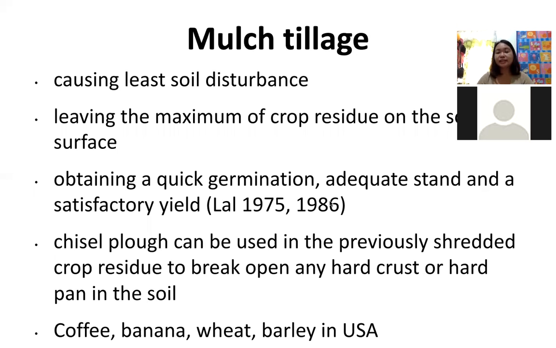Yes, very good. So that is an example of a conservative tillage system. And yes, ma'am, it will cause least soil disturbance. As you have mentioned and described in your prior knowledge, it will also leave the maximum of crop residue on the soil surface, and it can obtain quick germination, adequate stand, and satisfactory yield. And it's true. This will use a chisel plow, shredded crop residues to break open hard grass or hardpan in the soil. And this has been done in many crops, but popular in coffee, banana, wheat, and barley in USA.